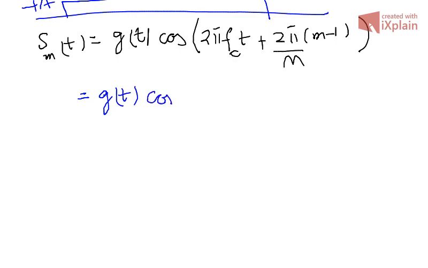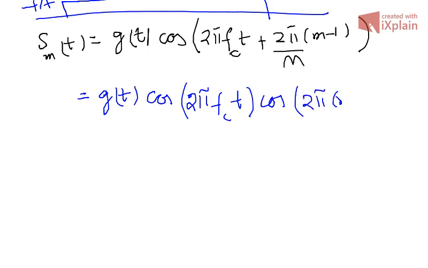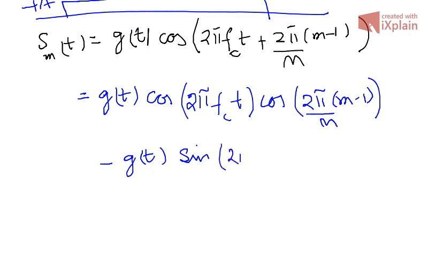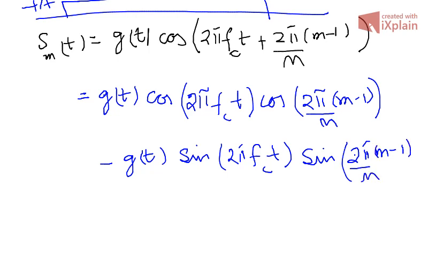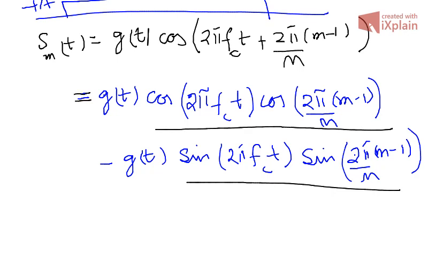So you can say cos of 2 pi f c t, cos of 2 pi (m minus 1) over M, that is cos alpha cos beta, and then minus g of t, sine of 2 pi f c t and sine of 2 pi (m minus 1) over M. So cos alpha cos beta minus sin alpha sin beta. So you can rewrite your Sm of t in this form as well.